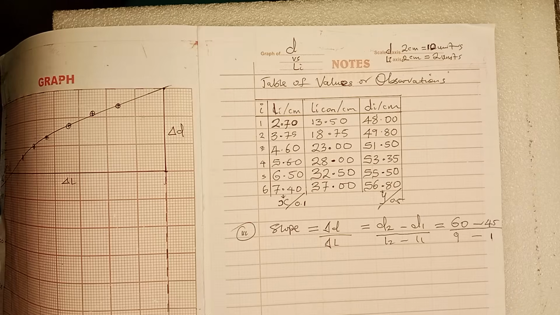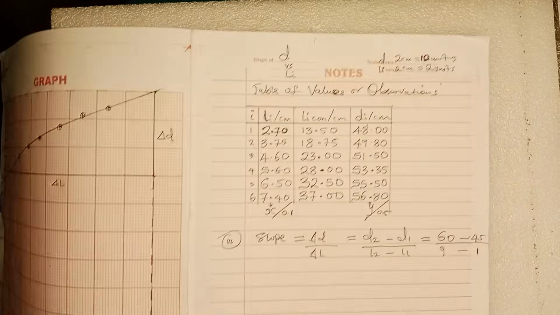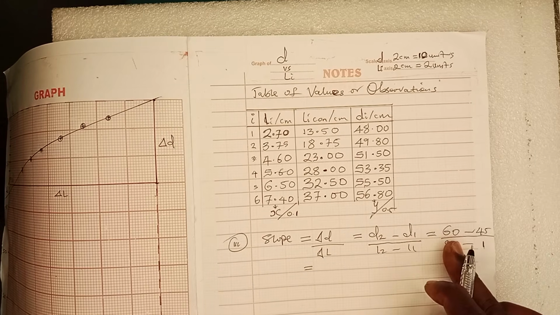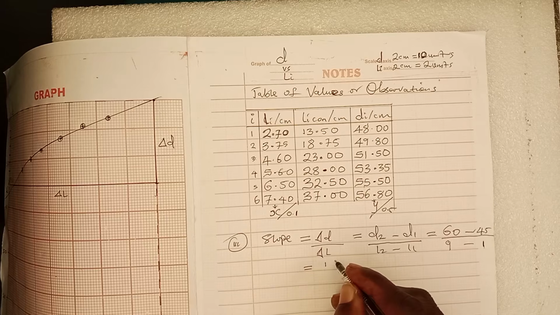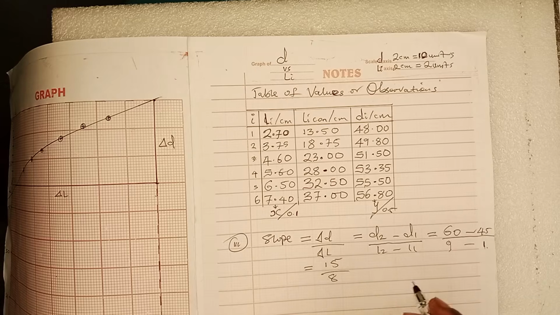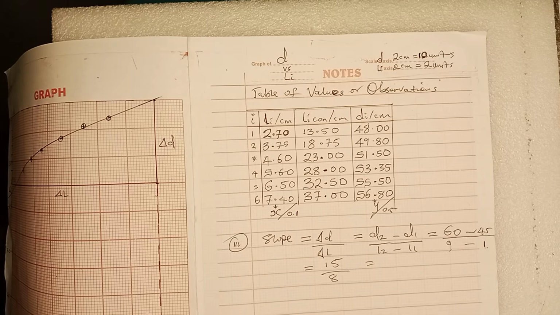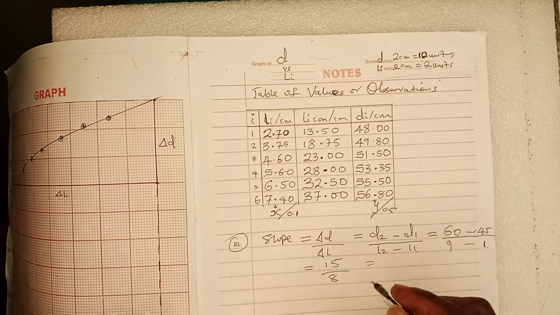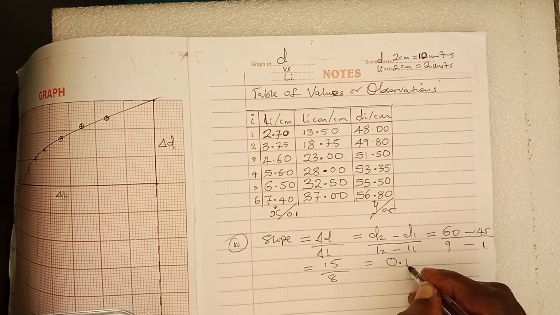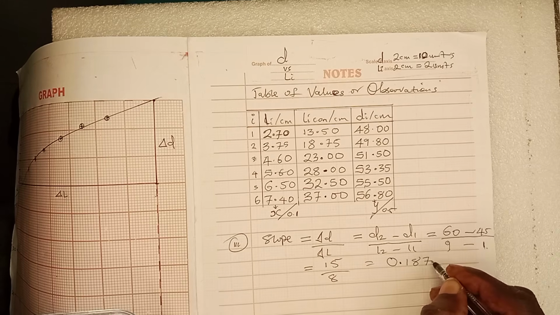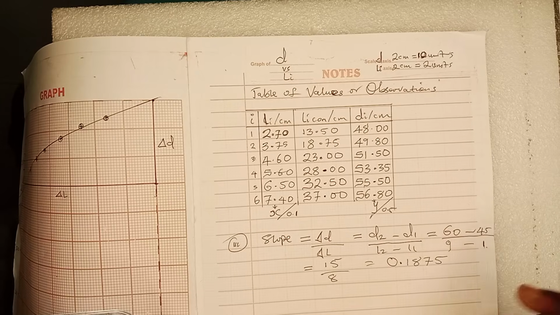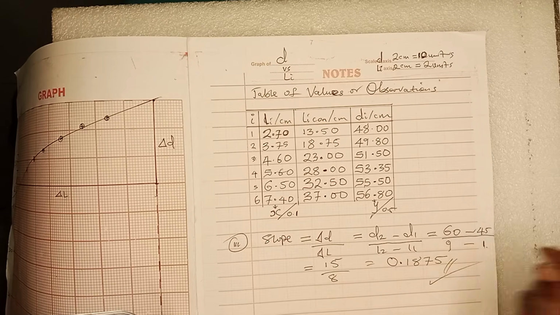So our slope is giving us 60 minus 45, that will give you 15. And 9 minus 1, that will give you 8. And 15 by 8 will give you 0.1875. Our slope has no SI unit because cm cancels out cm, so this is the value for the slope.